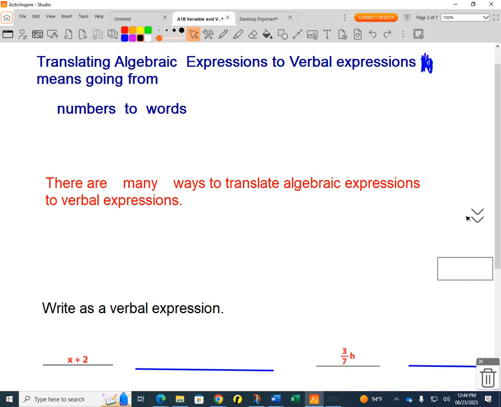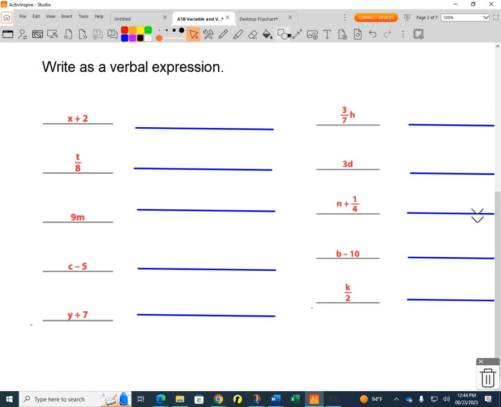All right, so let's go ahead and keep it simple. So let's just write x plus 2, and I'm not going to make you spell out the numbers. Even though we're going from math to words, we are going to use the numerals for the numbers. All right, so who can help me with this one? This is a fraction or a ratio. Very good. T divided by 8.